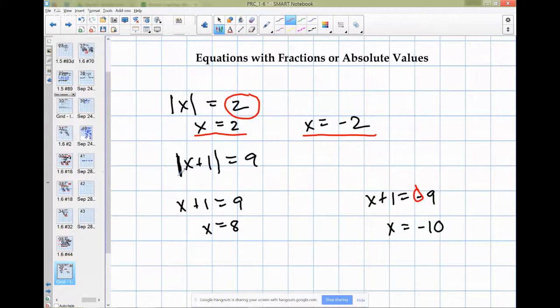Do those both work? Plug it in. 8 plus 1 is 9. Absolute value of 9 is 9. That's good. How about the second one? -10 plus 1.